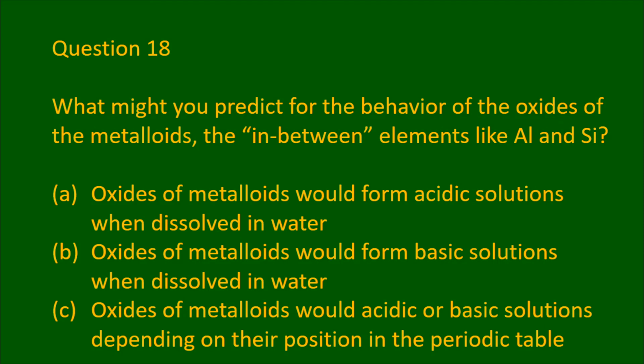Question 18. What might you predict for the behavior of the oxides of the metalloids, the in-between elements like aluminum and silicon? A. Oxides of metalloids would form acidic solutions when dissolved in water. B. Oxides of metalloids would form basic solutions when dissolved in water. C. Oxides of metalloids would form acidic or basic solutions depending on their position in the periodic table.